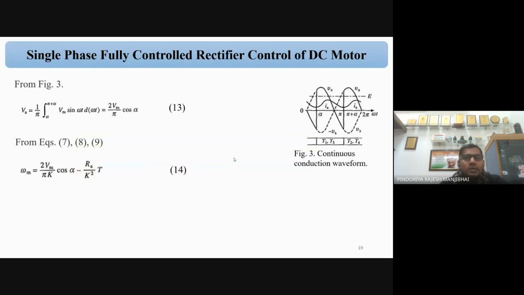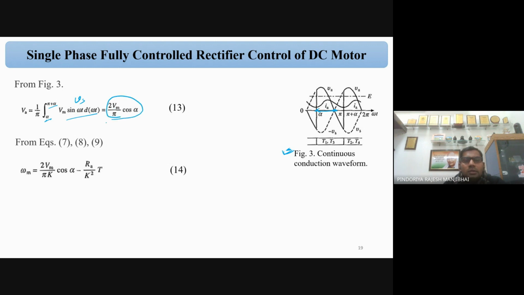From figure 3, this is the continuous conduction mode. For the half cycle, Va equals 1 by pi. For the half cycle from here to here, during this time period, we have to find the voltage. Integration from alpha to pi plus alpha of Vm sin omega t. The integration of sine gives cos, so ultimately we get 2Vm by pi cos alpha.